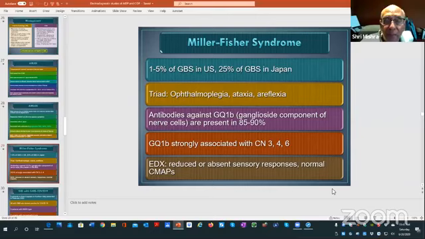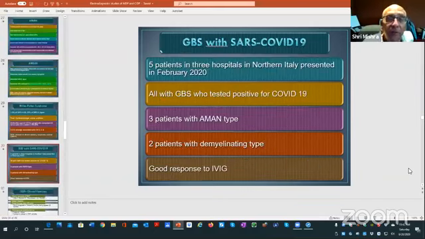So Miller-Fisher I already described to you. We don't have a lot of it here in the US, but in Japan and other Asian countries, you do have Miller-Fisher pretty high. You have the three things I mentioned to you. And the antibody here is again GQ1b, okay, which is important for Miller-Fisher syndrome, and is present.